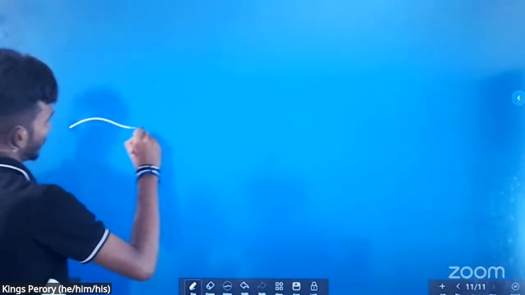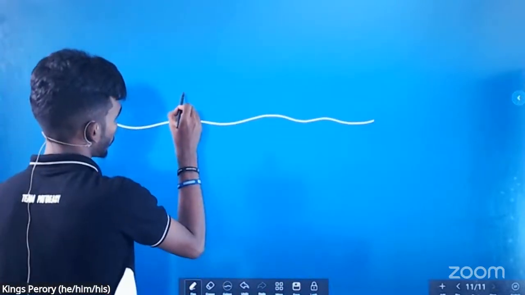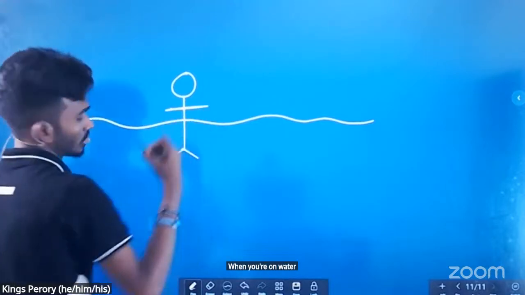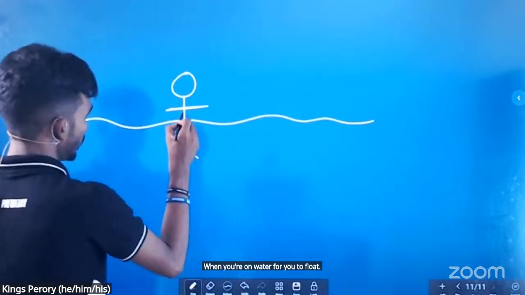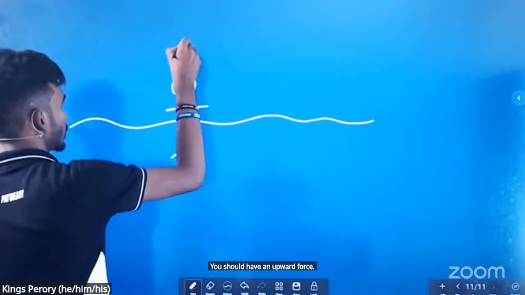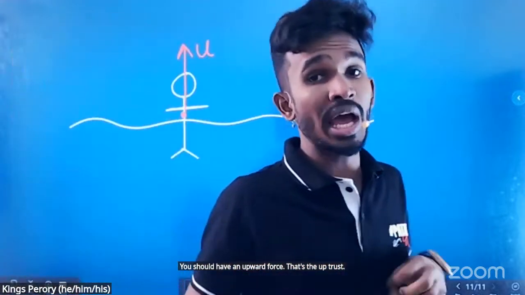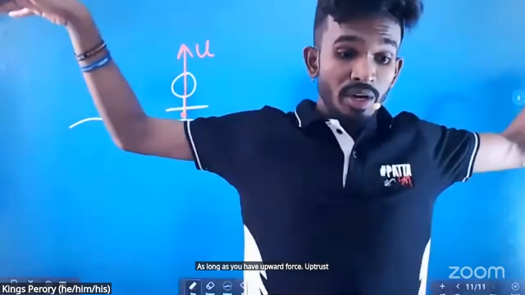What is there? When you're on water, for you to float, you should have an upward force. That's the upthrust. As long as you have upward force, upthrust, you will be floating.